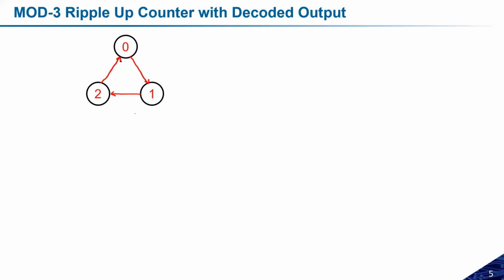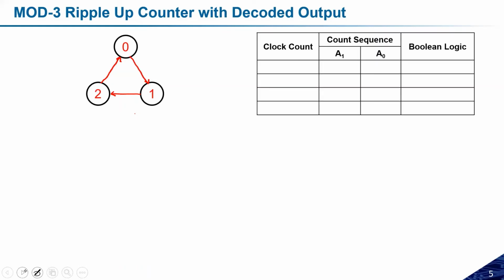So let us try to understand the truth table of this one, how the truth table looks, and then accordingly we can manage things. As I told you, I can have a clock pulse something like this. The sequence will be 0 1 2, and then it should come to 0 again. So this is the clock count.